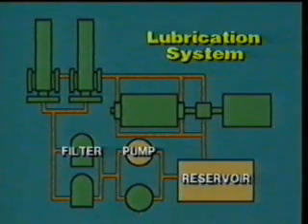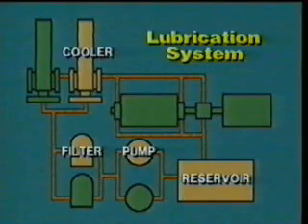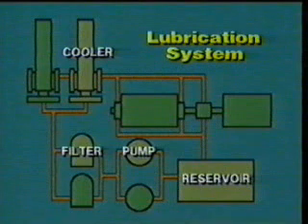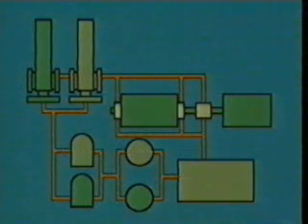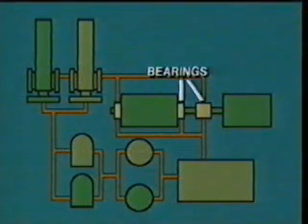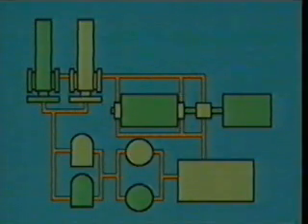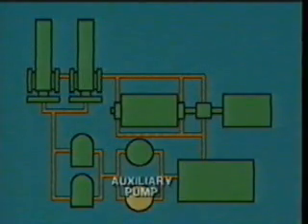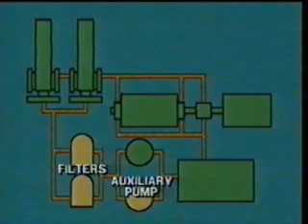Oil is pumped from the reservoir through a filter to a cooler, where it is cooled to the correct operating temperature. This cooled, clean oil then flows under pressure to each bearing through holes and grooves. Gravity allows the oil to make its way back into the oil reservoir, where the cycle starts all over again. Most lube oil systems also have an auxiliary pump and dual filters. These help give added protection to the lube oil system.